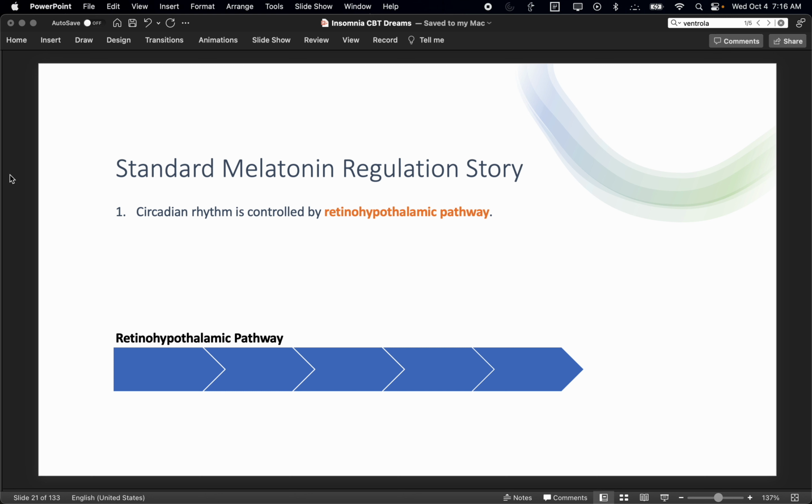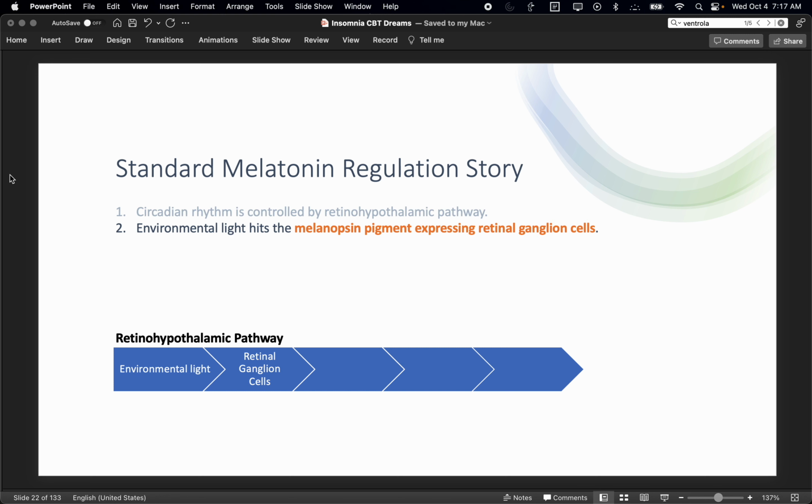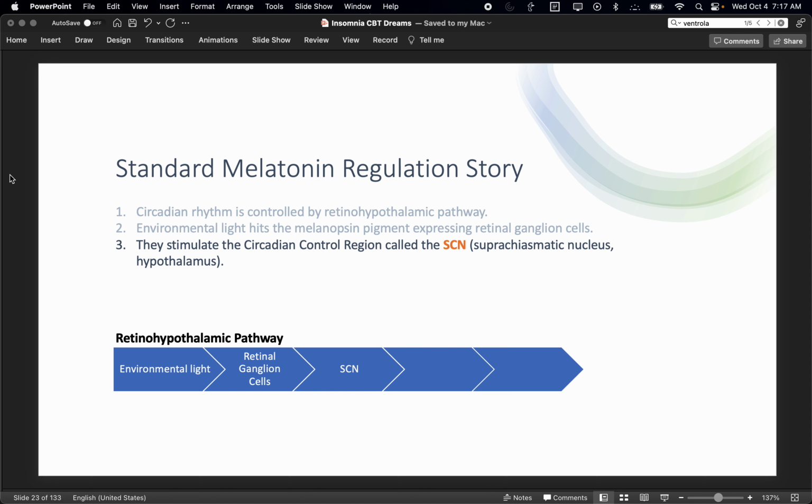The simple standard melatonin regulation story that's always given is an eye to pituitary gland pathway, called the retinohypothalamic pathway. Environmental light hits the melanopsin pigment-expressing retinal ganglion cells, special cells that capture light in the environment. Then they stimulate the circadian control center, which is in the suprachiasmatic nucleus of the hypothalamus, referred to as the SCN. The SCN leads to the pineal gland releasing melatonin. So you end up with a pathway from light to the retinal ganglion cells to the SCN to the pineal gland to melatonin release.